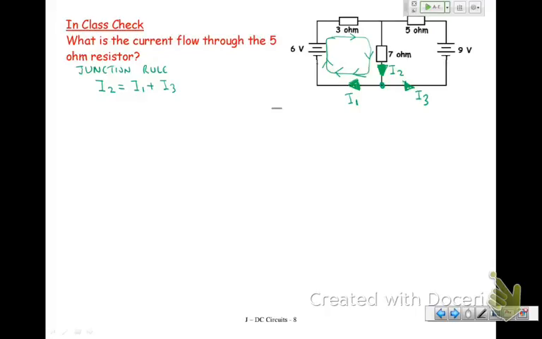Now, I'm going to keep the same clockwise direction in the second loop. I don't suppose I have to, but I am, just because I get used to doing it. There's also, by the way, a third loop round the outside, but I'm not going to mess with that. I'm going to mess with these two. I only need two of them. So, loop rules.